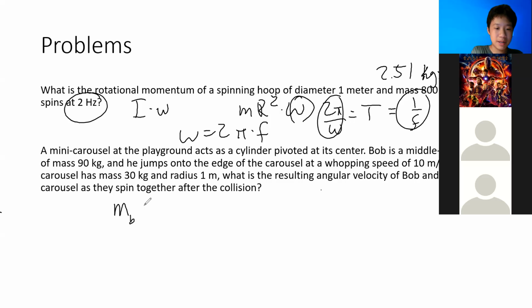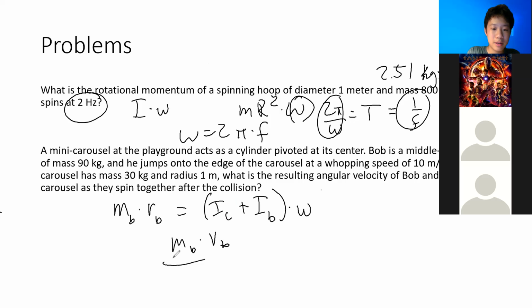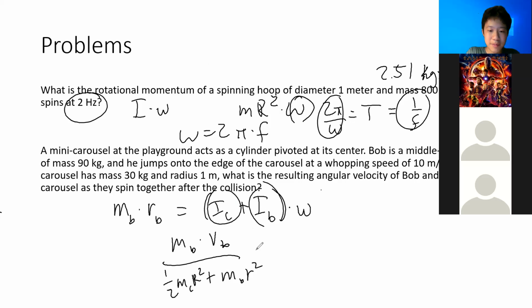Initial momentum is the mass of Bob times the velocity of Bob. Final momentum, well, we'll take it as I times w. And the important thing to note is that it's not just the carousel rotating after the collision, okay? Bob also rotates along with the carousel. So in this equation, we need to add the inertias of Bob and the carousel: I carousel plus I Bob, times w, okay? So the angular velocity in the end is mass of Bob times the velocity of Bob over the inertia of the carousel, a cylinder, 1/2 the carousel's mass times radius squared, plus, well, Bob, we can treat him as a point mass. So it's just going to be mass of Bob times radius squared. And if you plug values in, you'll get your answer, okay? But I'm running a little low on time, so I'm not going to do that right now.